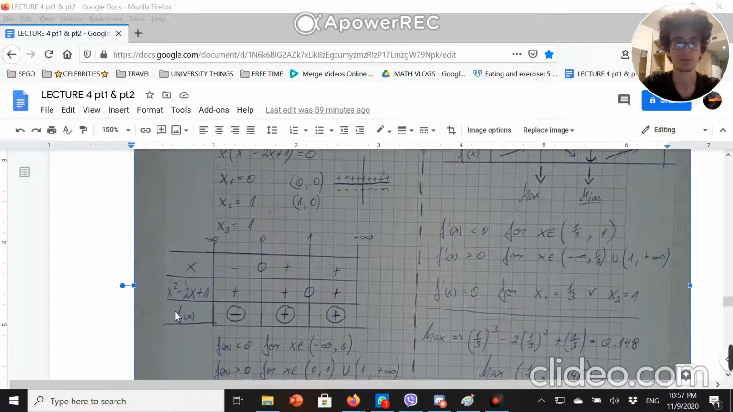Let's sum it up. f of x will be what? So between negative infinity and 0, our x is negative. Our function 1 is negative. Our function 2 is positive, which means that the overall sign will be negative. Why? Minus and plus give us minus. Right. Here we have two pluses, which would give us plus, and here we have two pluses, which would give us plus.